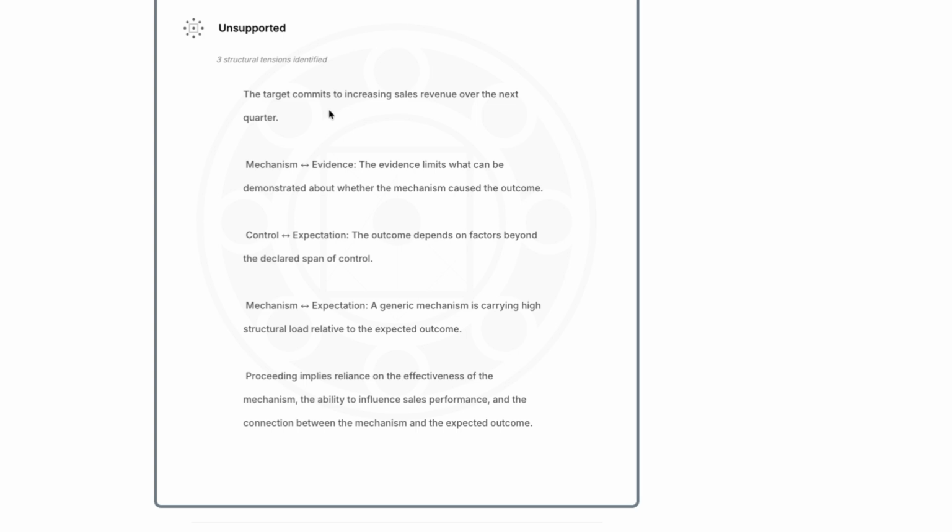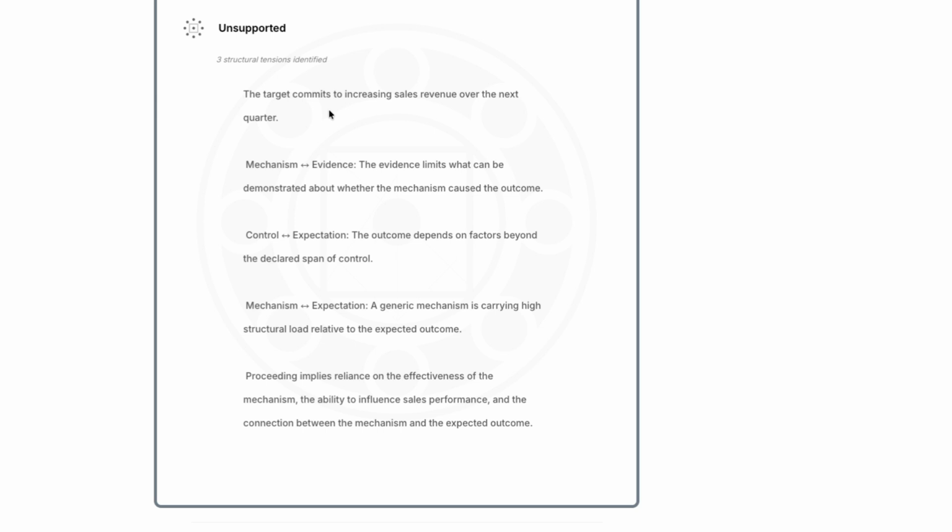We've got mechanism and expectation being triggered. A generic mechanism is carrying high structural load relative to the expected outcome. So in the outcome, we've declared 20% increase, but it's saying actually our mechanism is generalized, and therefore how can we actually predict that as a strong outcome? So proceeding implies reliance on the effectiveness of the mechanism, the ability to influence sales performance, and the connection between the mechanism and expected outcome.